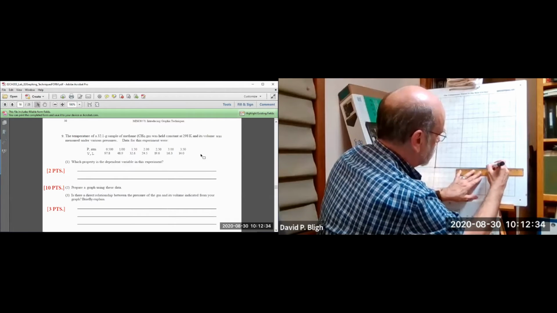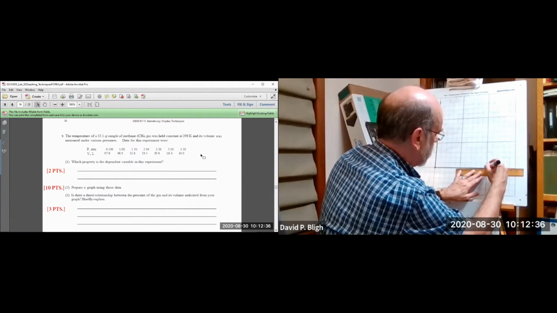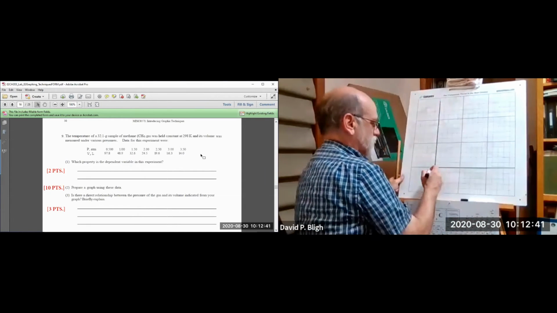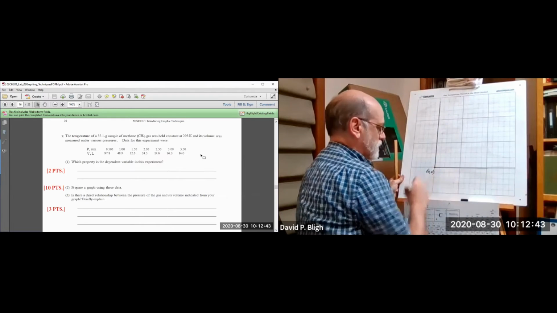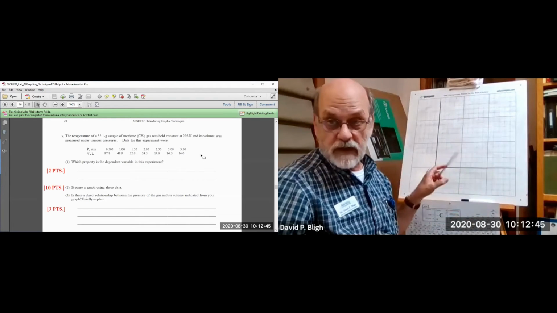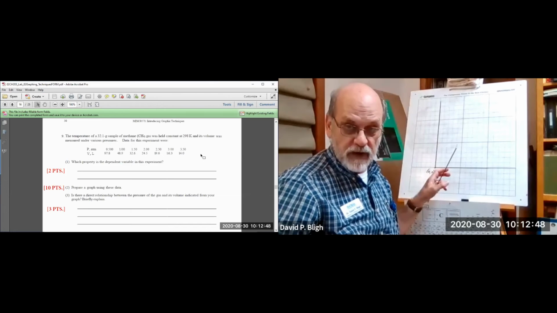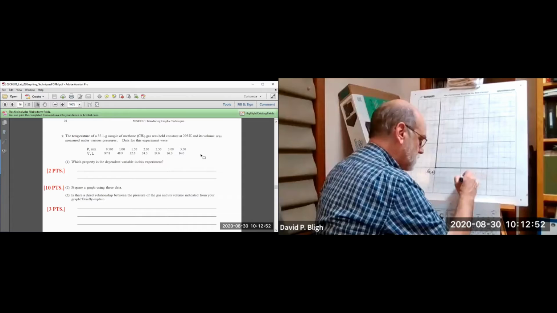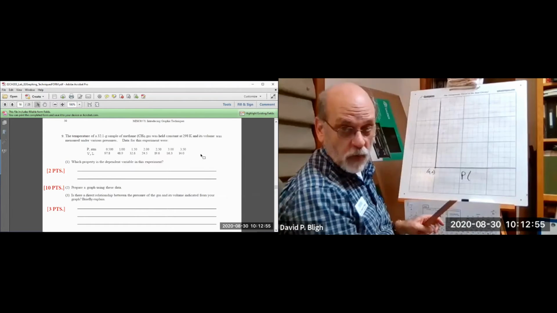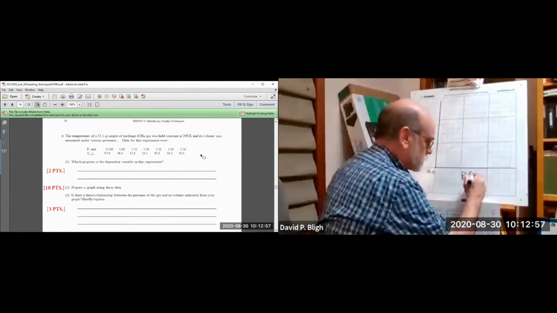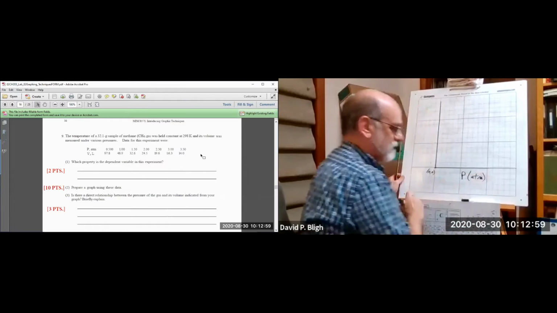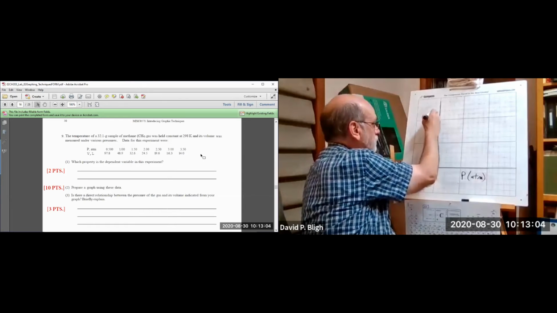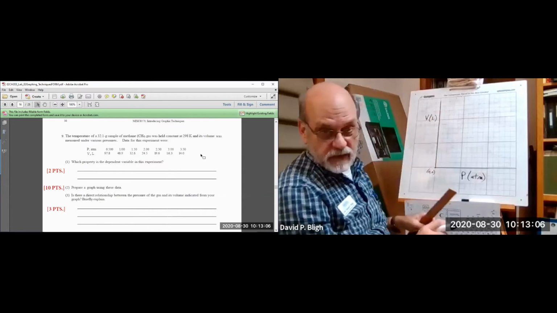So let's use as much room, as much space as we have available. There. This is our 0, 0 point. And what did we say goes on the x-axis? The independent variable is pressure. And what are the units? Look at your table. Units are atmospheres. That leaves volume for the y-axis, measured in liters. Okay?